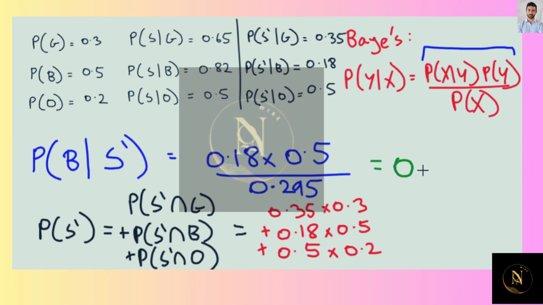Now all we have to do is evaluate this. And I get 0.3051 to 4 decimal places. The probability a student has blue eyes, if you know nothing else, is 50%. But if you know they haven't been selected, knowing that most of the blue-eyed students were selected, the probability they have blue eyes drops.